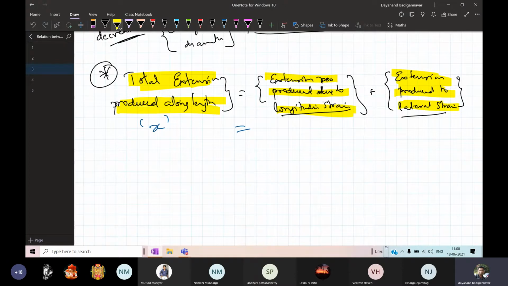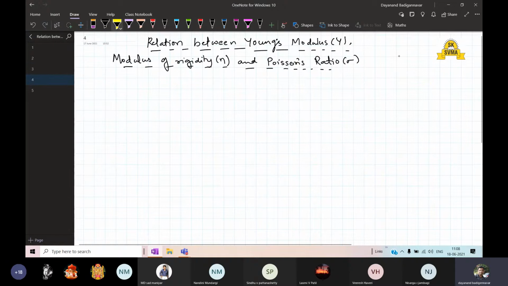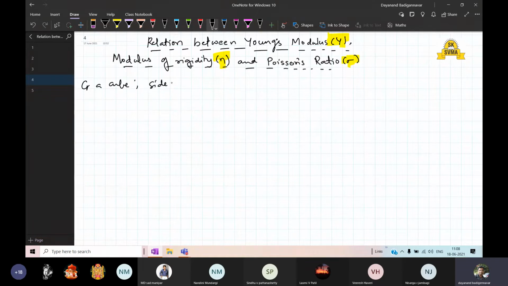Keeping this in mind, let us go for today's derivation, that is, the relation between Young's modulus, modulus of rigidity and Poisson's ratio. For this I will consider a cube whose sides are L. All the sides are L.